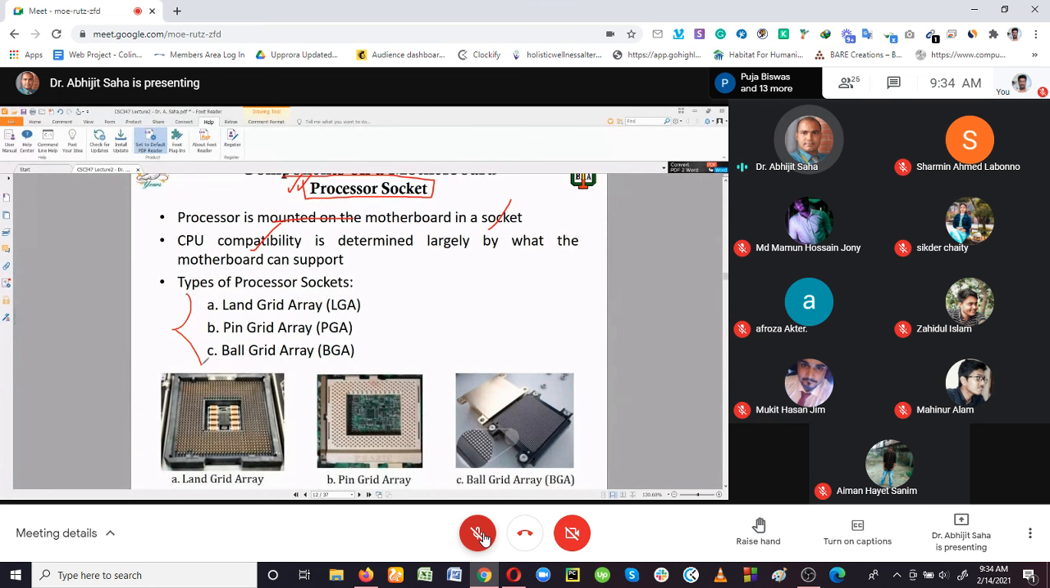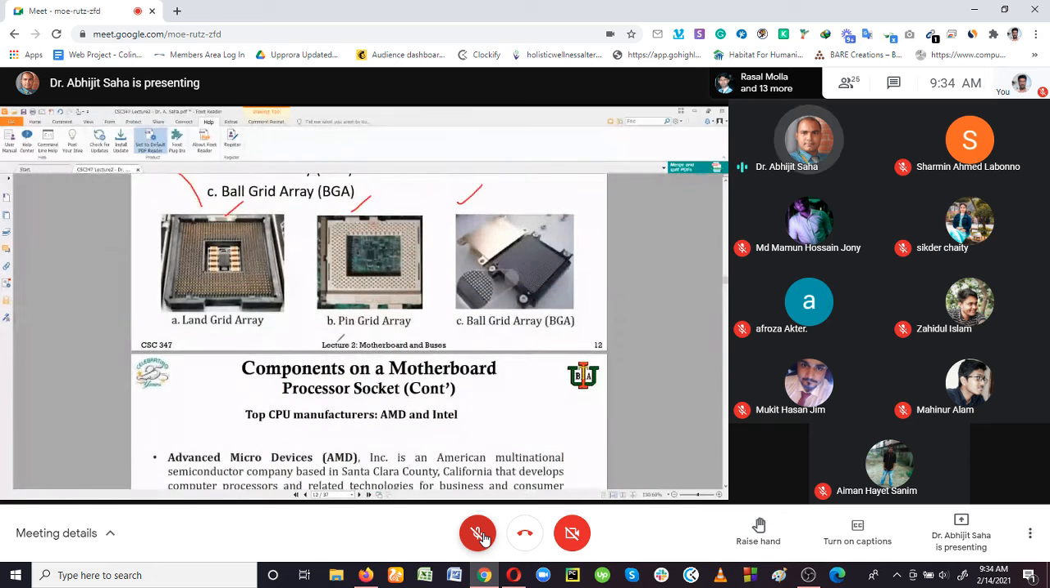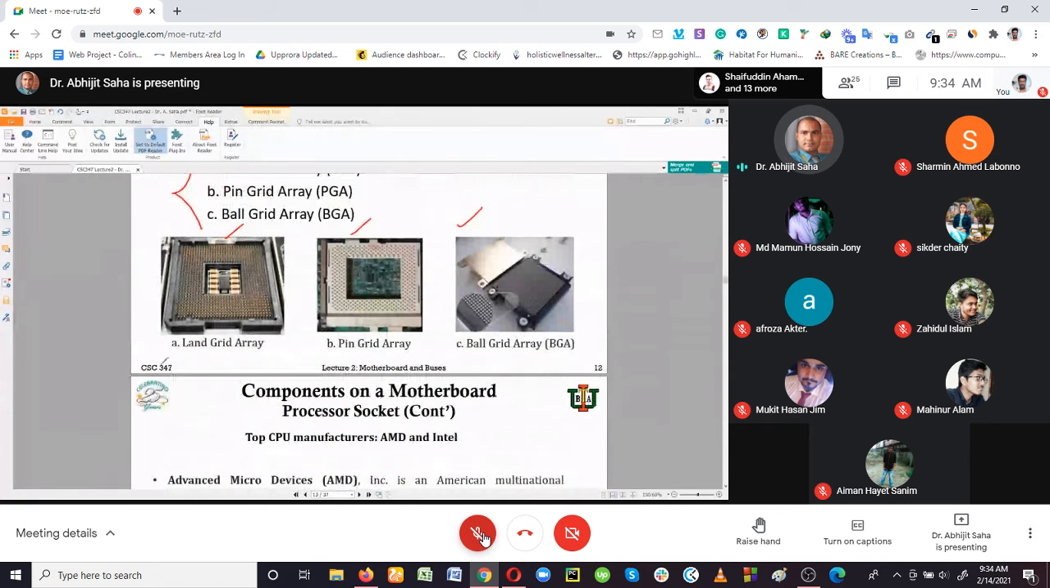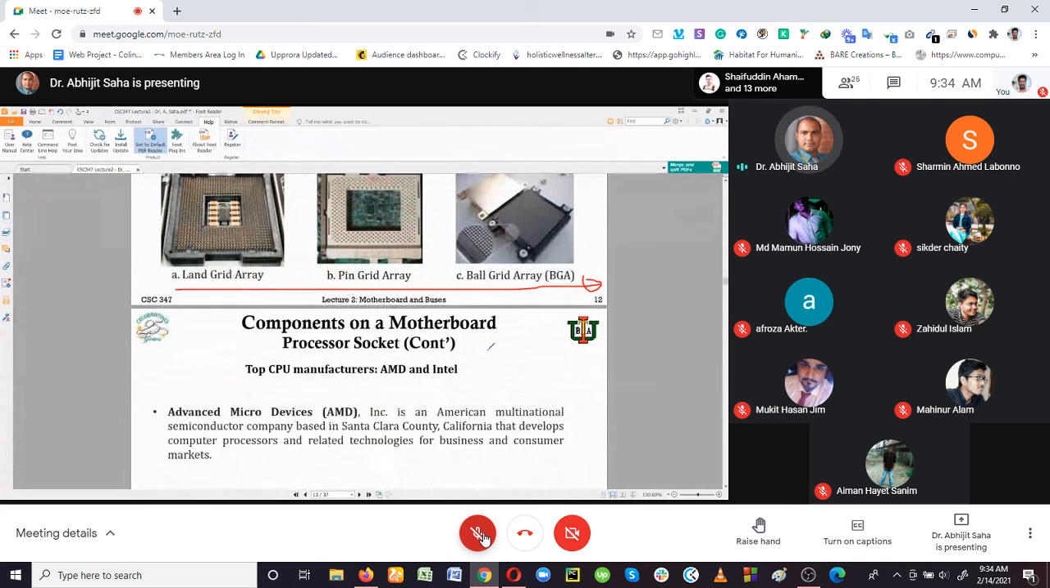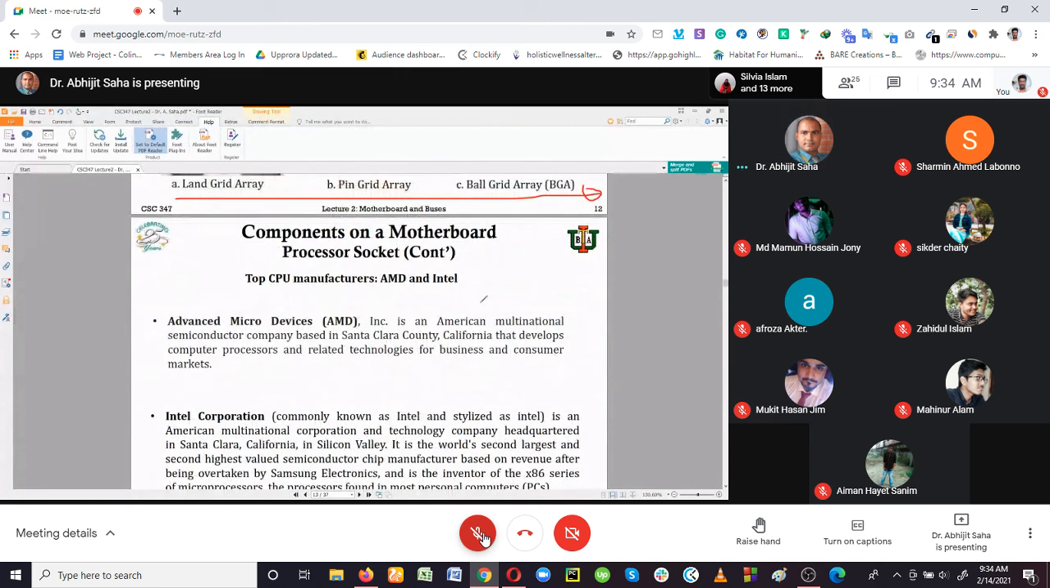There are three types of CPU socket. You should have to identify them, and you need to know the difference between them: LGA, PGA, and BGA. This will also be discussed a bit more when we deal with the processor experiment in our lab class.